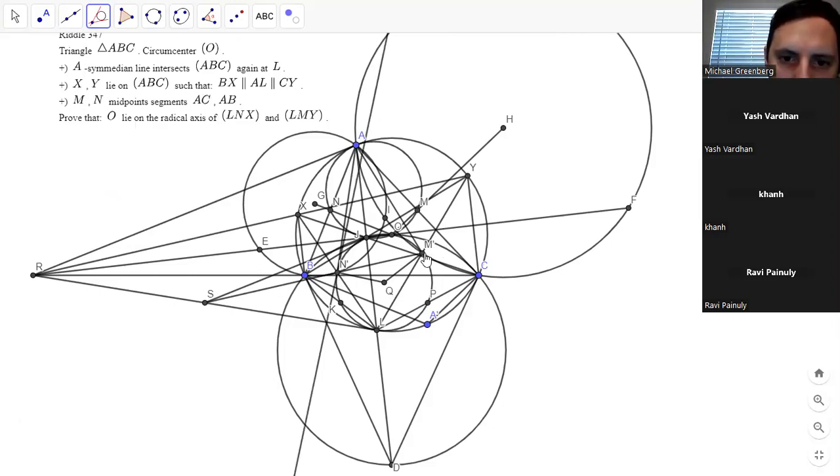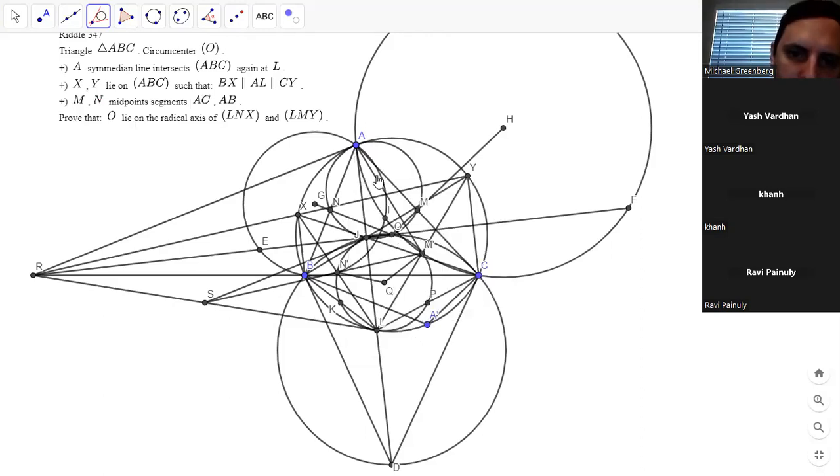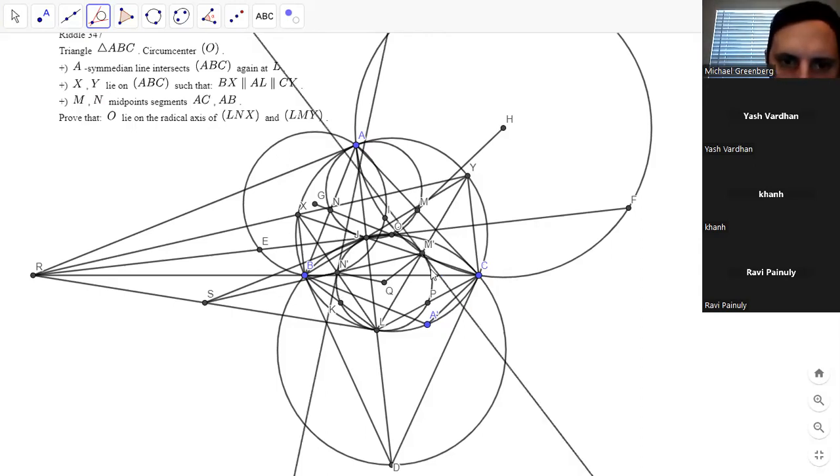Oh. Okay, so I think we know the tangents concur on AL, but we don't know that AN and AM' are the tangents. Oh, that's what I did wrong. Okay. We just know that they concur somewhere on AL. Out of curiosity, let's see. I wonder.